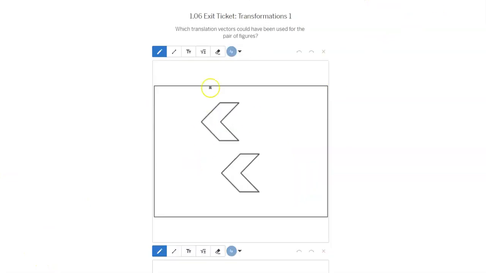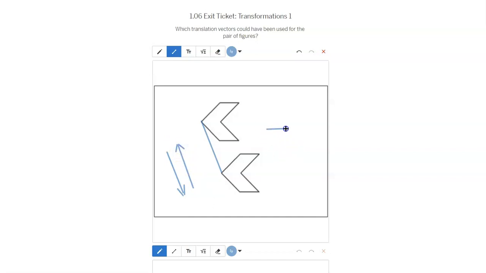All right. Question 4. Which translation vectors could be used for this pair of figures? So in other words, translation means that I slid it. So I'm going to go from this point to this point. That's a translation vector. So you're going to see an arrow on the side that says I moved it down or I moved it up. Okay, so both of these vectors would work.